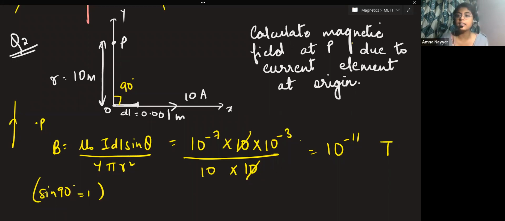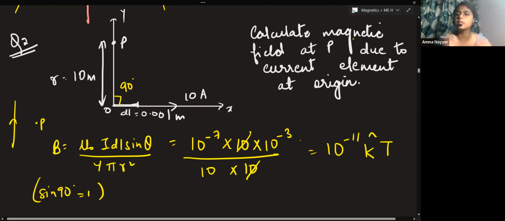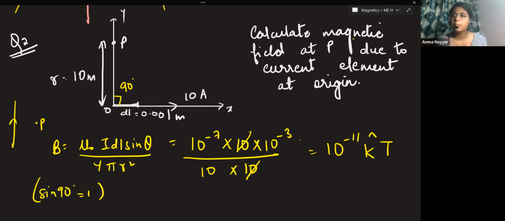So you can write it in terms of k cap also. 10 to the power minus 11 k cap Tesla, you write, that makes it clear that the magnetic field is outwards. But for this question, you can write outwards as well.